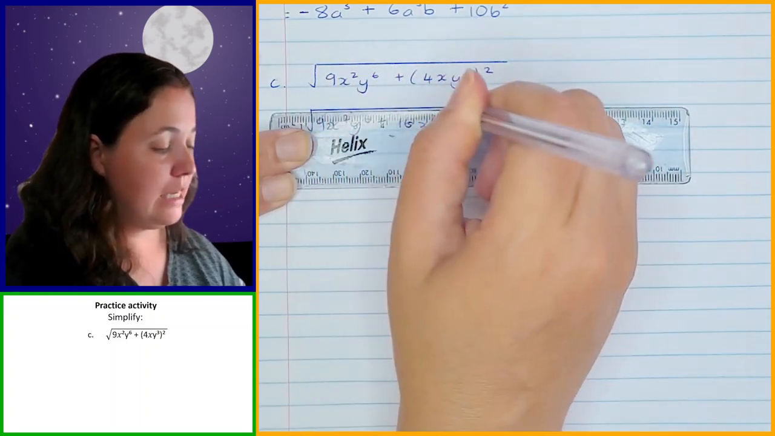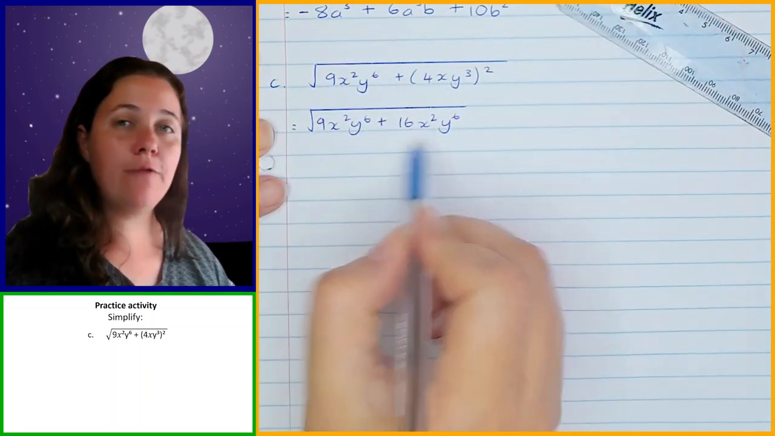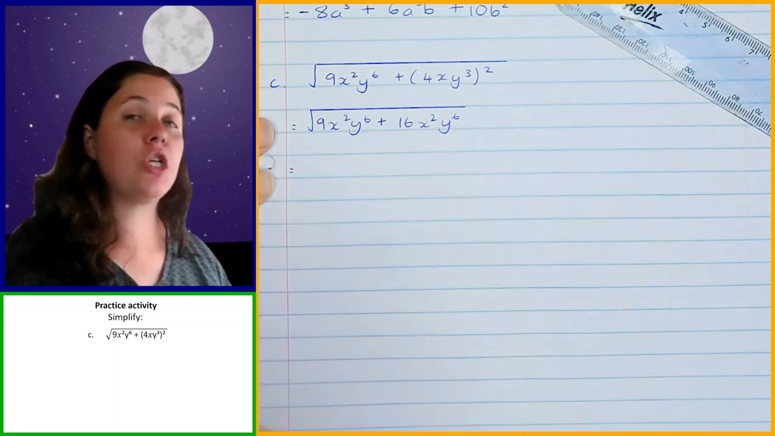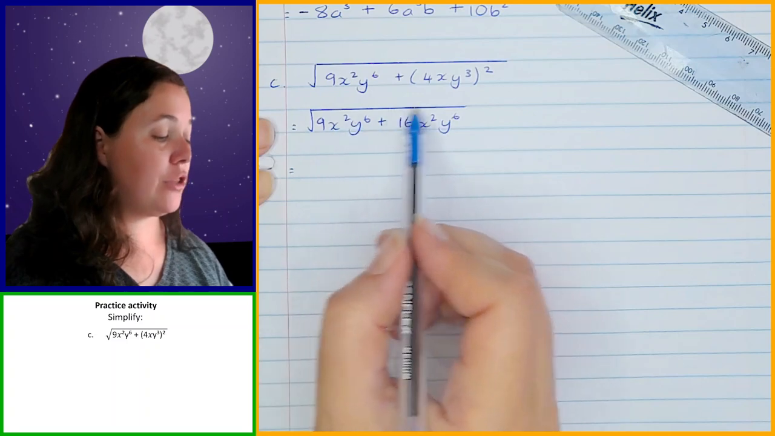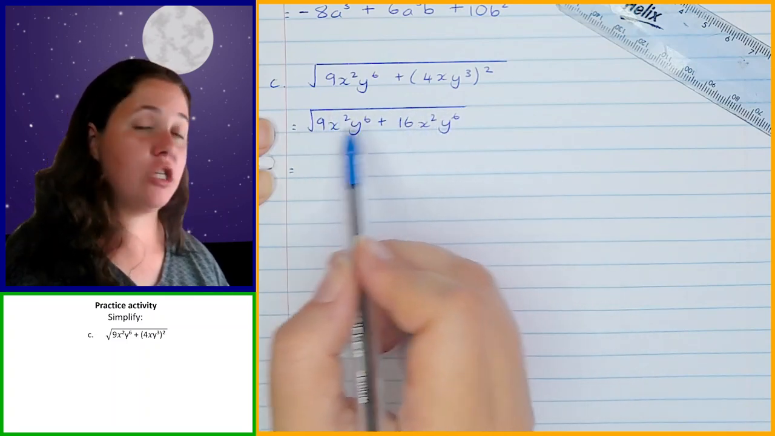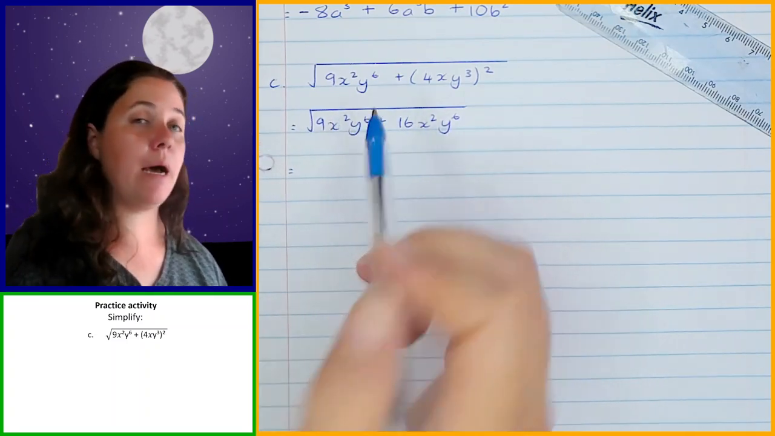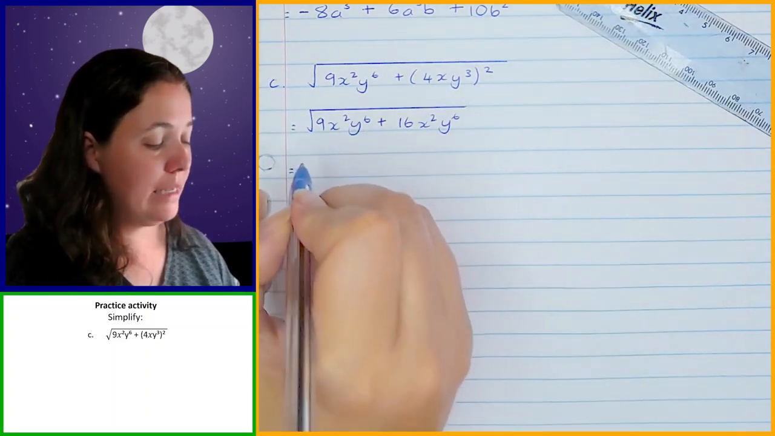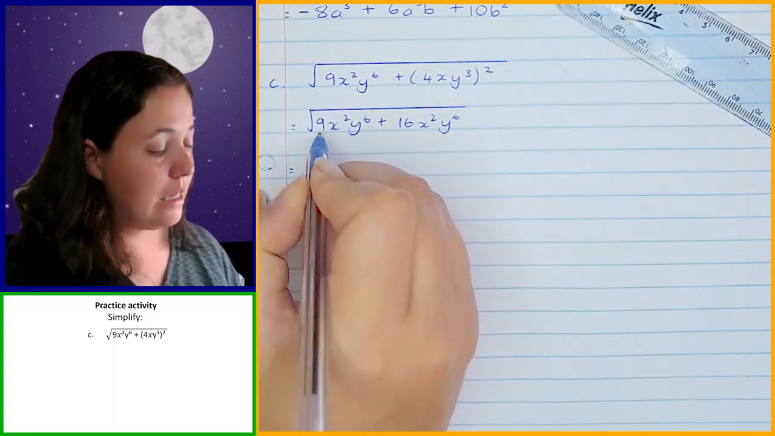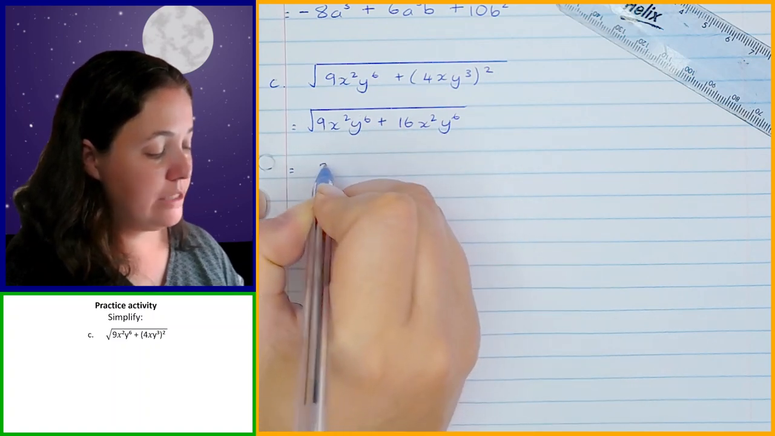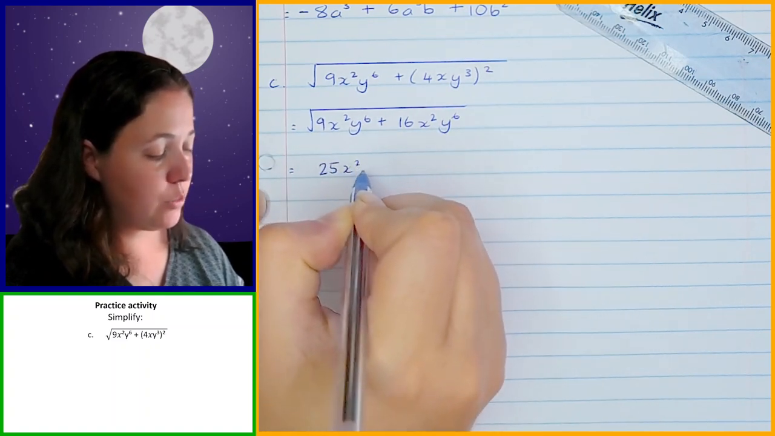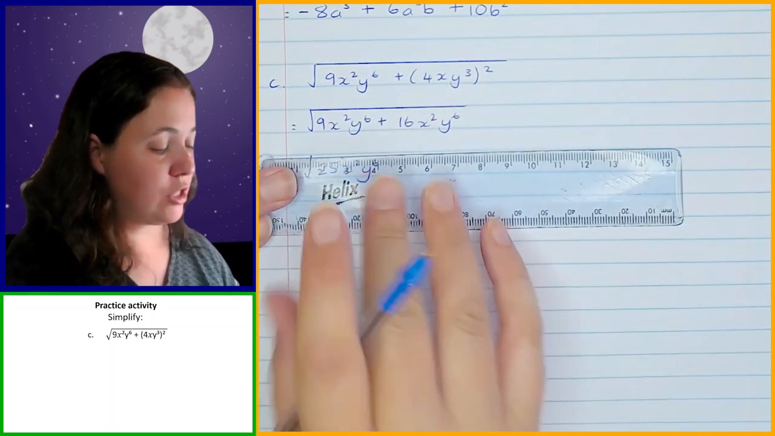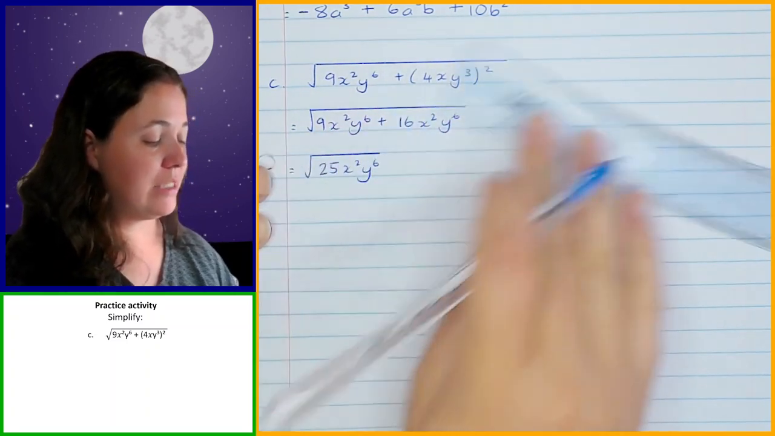And now you'll see that these are, in fact, like terms, which means that I can now simplify it so that I can then do the square root. So now this is where I am able to do my addition and subtraction inside my brackets, which are my square root sign. Okay, so that gives me 9 plus 16 is 25, x squared y to the power of 6, and that I still am going to have to square root. I haven't done that yet.